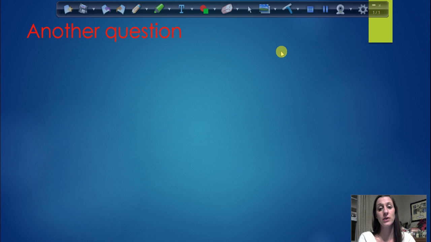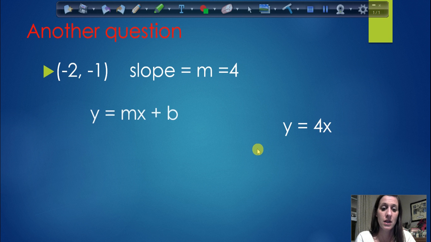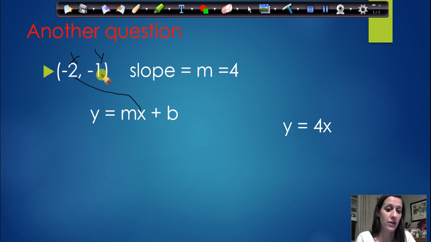Okay, let's do another example. So I'm giving you a point of -2, -1 and a slope of 4. So our line passes through the point -2, -1, and has a slope of 4. So you should be able to tell me the equation has to be y equals 4x, and we don't know what the y-intercept is yet. So again, we're going to use our information to our advantage and plug into slope-intercept form. So here's my x value from my ordered pair. I would substitute that in for x. This is my y value from my ordered pair. I'm going to substitute that in for y. And then I'm going to substitute in the m value.